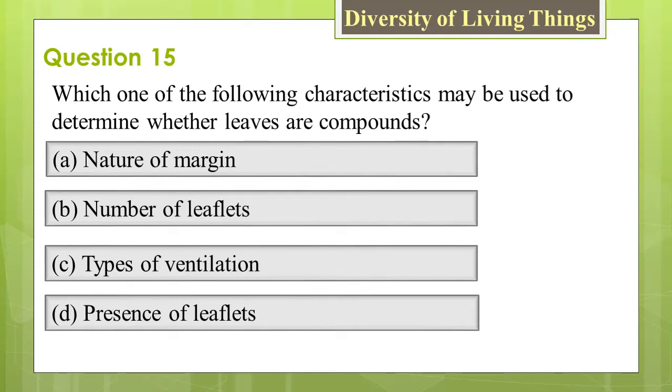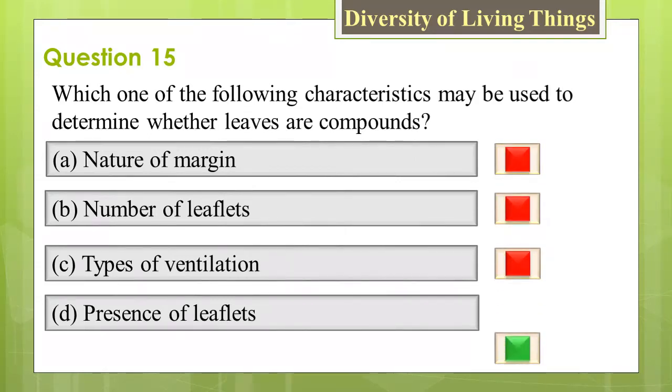A. Nature of margin. B. Number of leaflets. C. Types of ventilation. D. Presence of leaflets. Which of the following is the correct alternative? The correct alternative is D. Presence of leaflets.